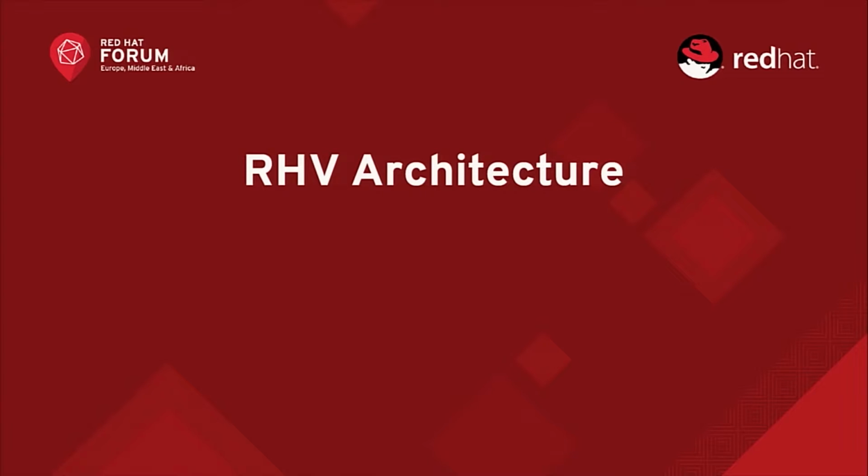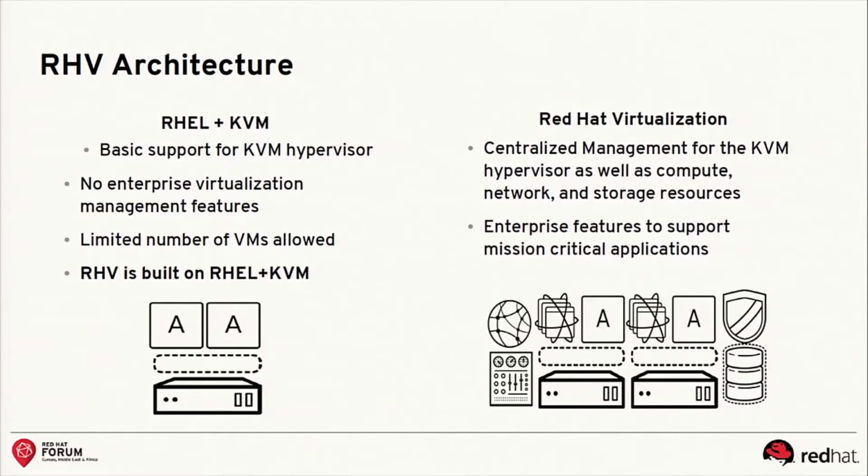Okay, let's have a look at Red Hat Virtualization Architecture. So this is a traditional comparison, I would say, between RHEL plus KVM and the whole stack of Red Hat Virtualization. So the question is, what does it give us? What is the advantage between this and this?